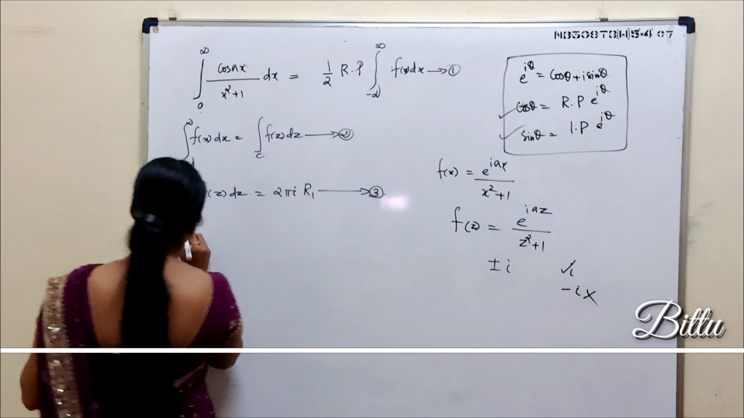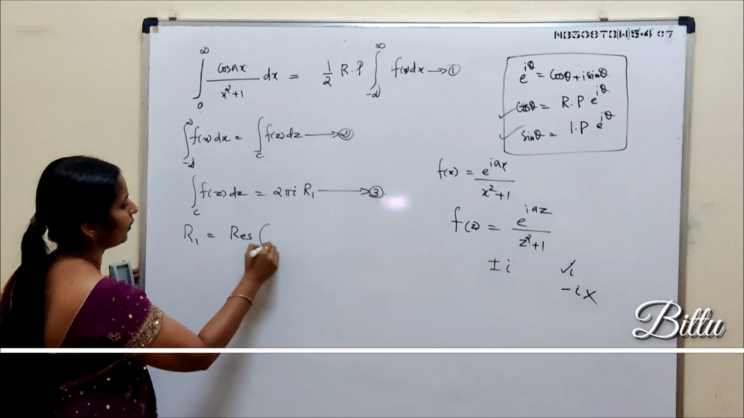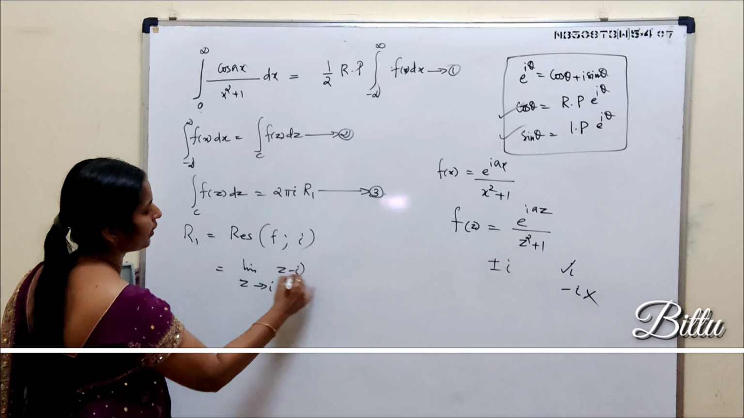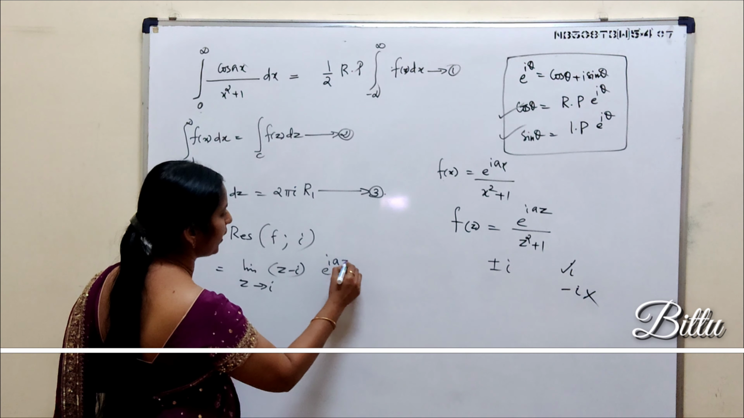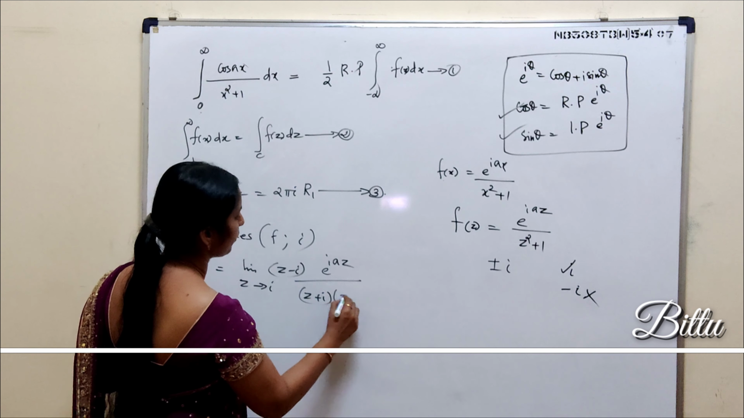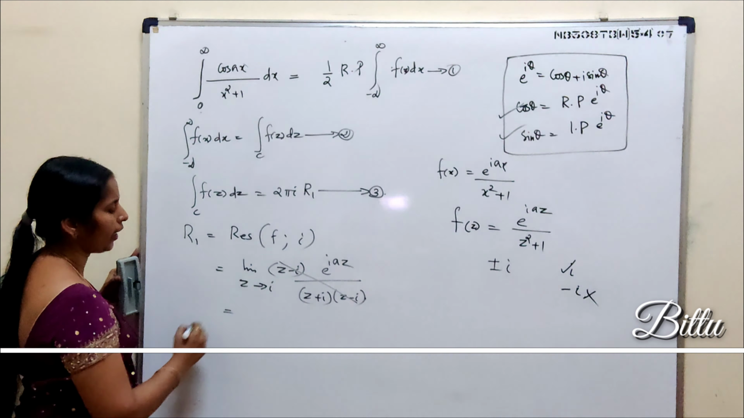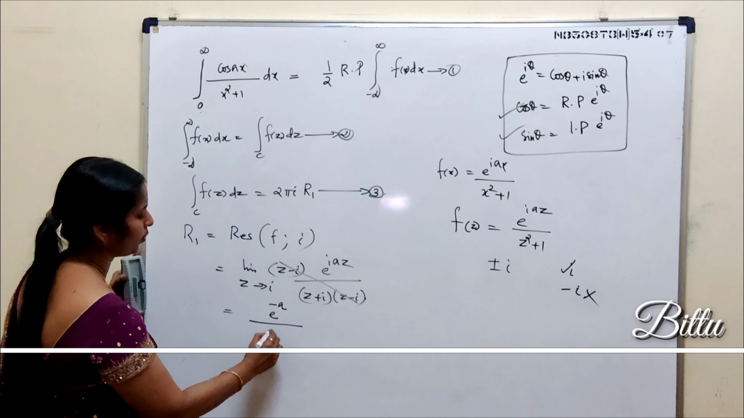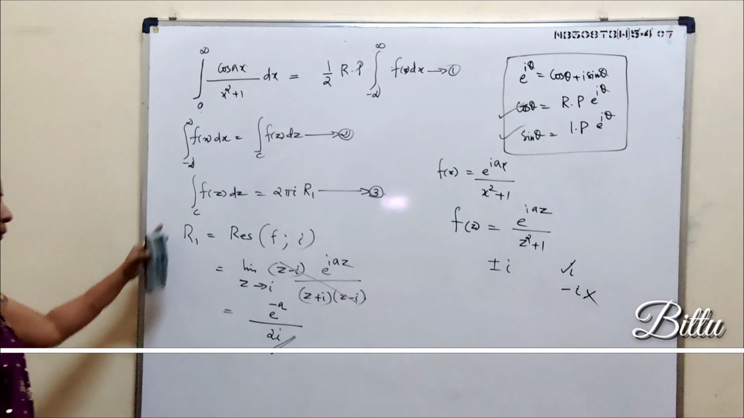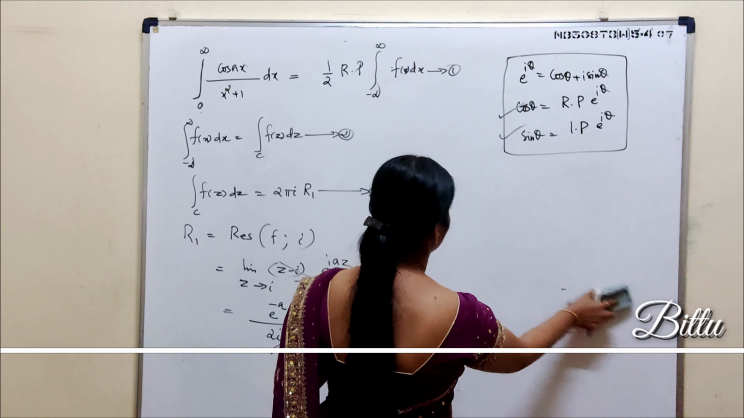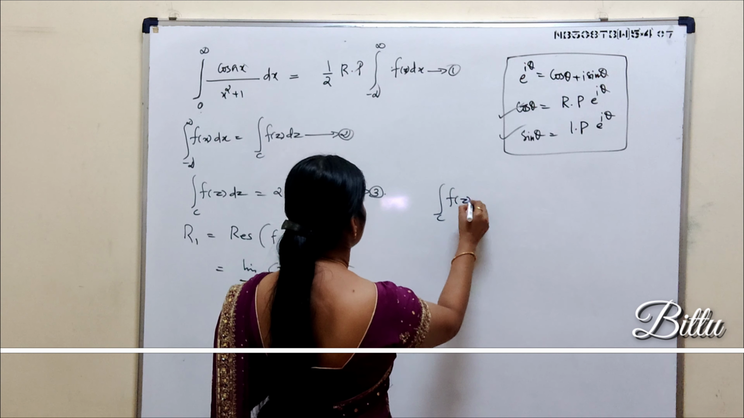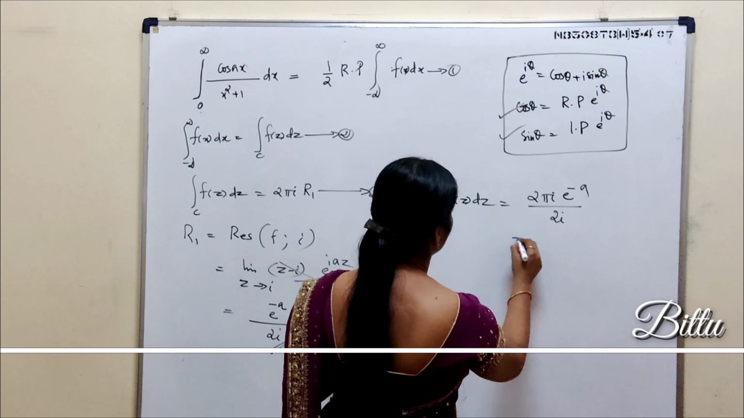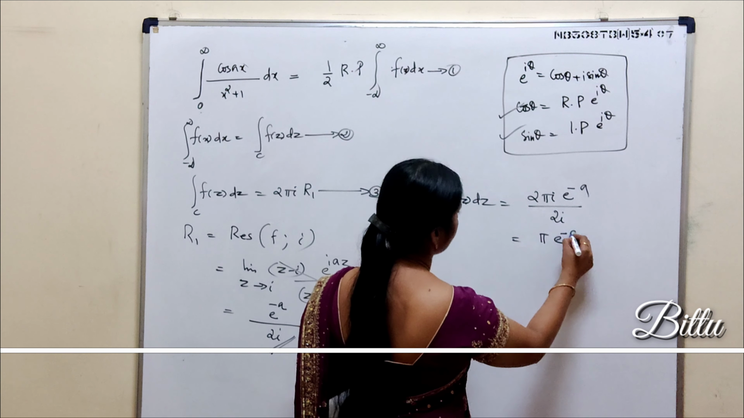R1 is the residue of f at i. That is the limit as z tends to i of (z minus i) into f(z). That is e raised to i a z by (z plus i) into (z minus i). This will cancel each other. And you put z equal to i, you can see it is e raised to minus a by 2i. This is R1. You put it in equation number 3. You can see the integral over C of f(z) dz is 2 pi i e raised to minus a by 2i. That is pi e raised to minus a.